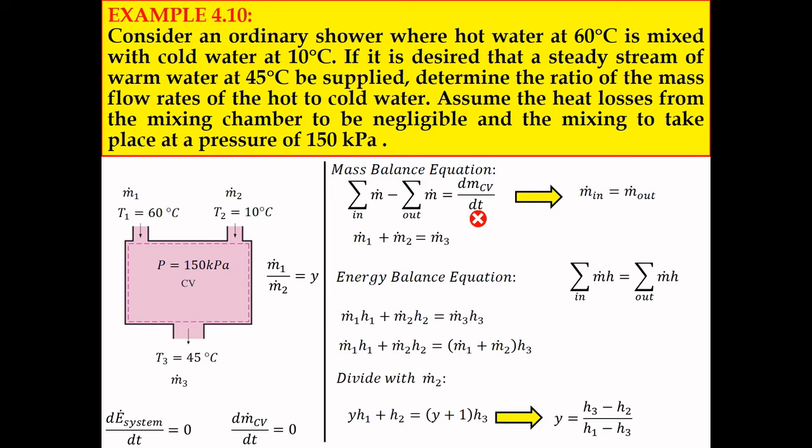So rearrange the equation, and we get the equation for the ratio of the mass flow rate of the hot to cold water, represented by y, where y equal to h3 minus h2 divided by h1 minus h3. By referring to the equation, because the question asks you to determine the ratio y, we need to find the value of h3, h2 and also h1 in order to substitute into the equation of y. Next, by using the saturated water table, we need to check the phase of water at the inlet at state number 1, state number 2, and also at the outlet for state number 3 before we determine the value of h1, h2, and also h3.